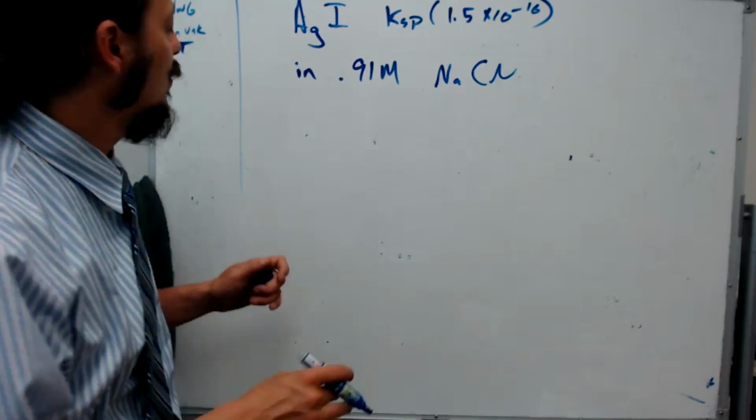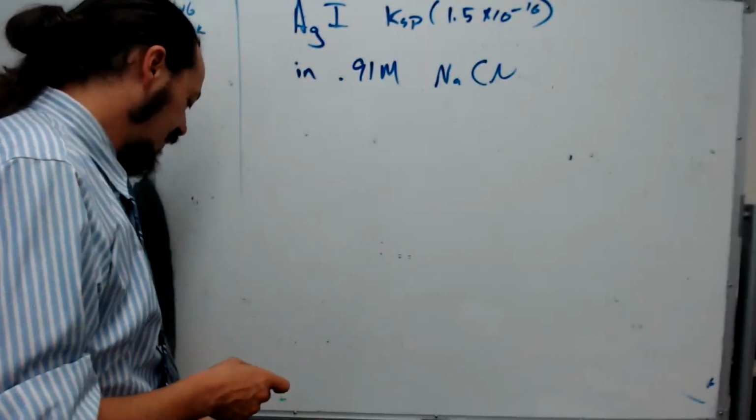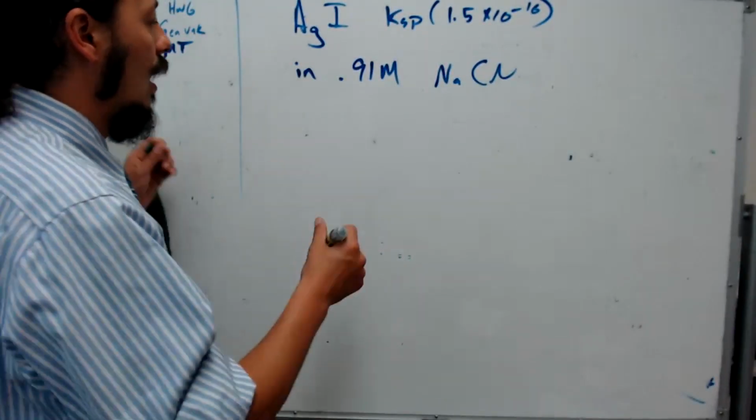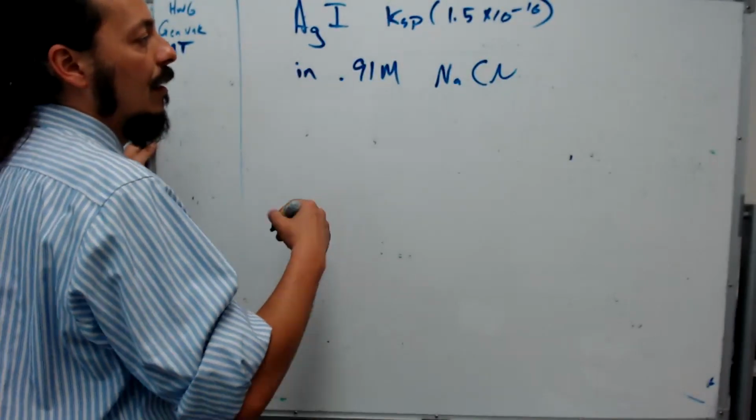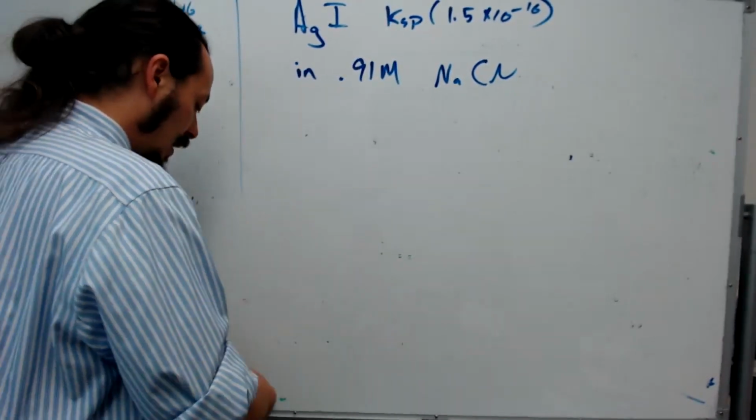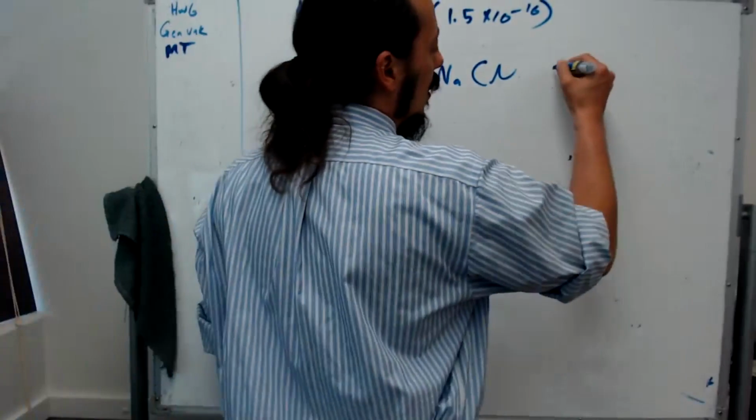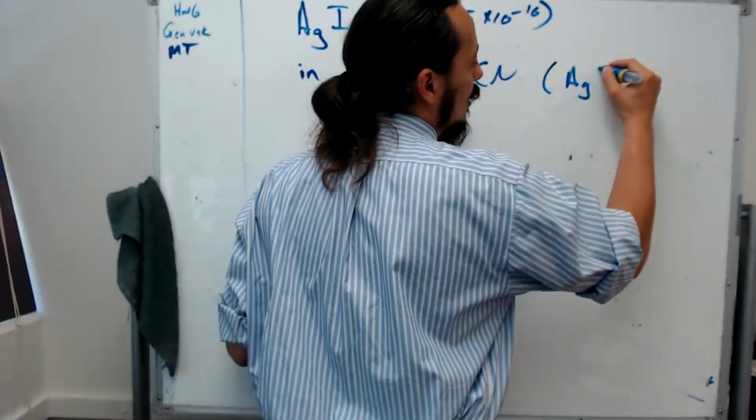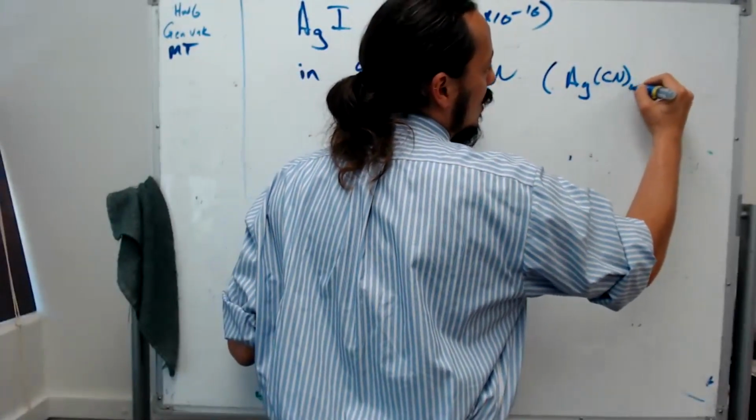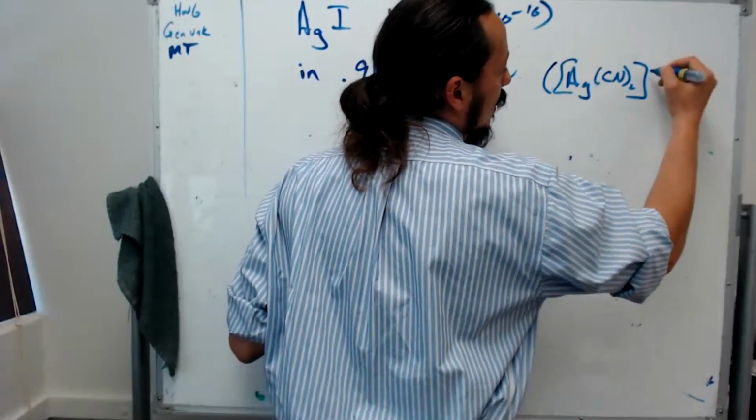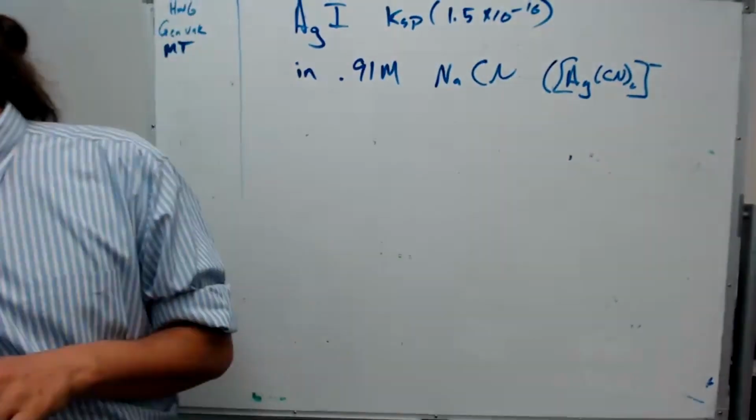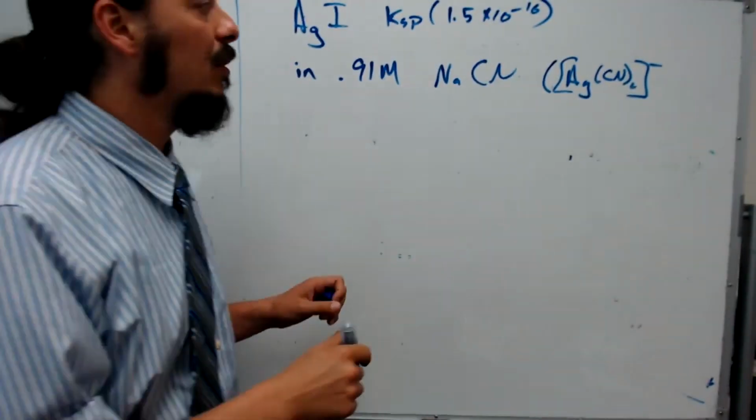I'm going to pick which way I write this, and we get to pick. I'm going to write it for the complex being formed. In this, we are told the complex formation of AgCN2 minus. What is the name of that complex?